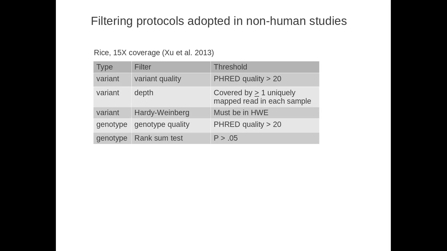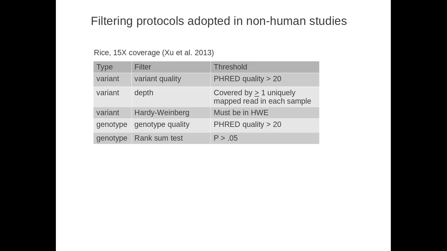Here's another example. Feel free to have a look through these and ask questions, but typically what you see is people filtering on variant quality. They filter individual samples based upon genotype quality. They also filter based upon overall variant depth, so that would be summing all of the reads across a population of samples, or depth at individual genotypes, as we saw in the Plasmodium case, where at least one individual had to have a depth of 10 reads. So the thing is that many of these are somewhat arbitrary.